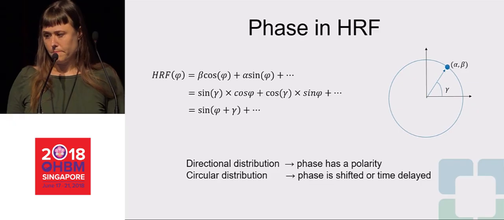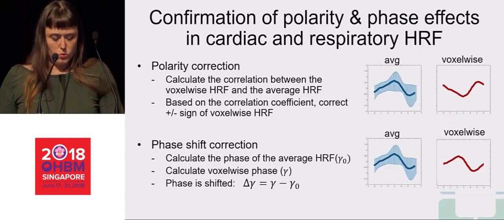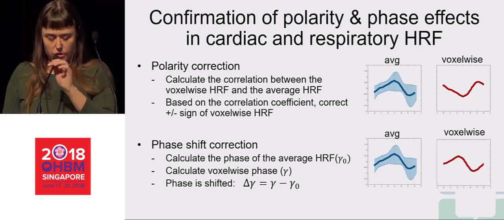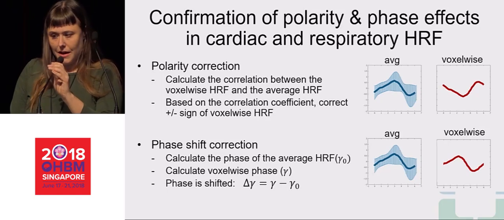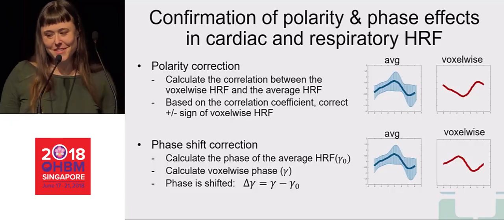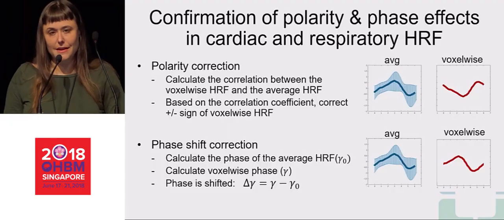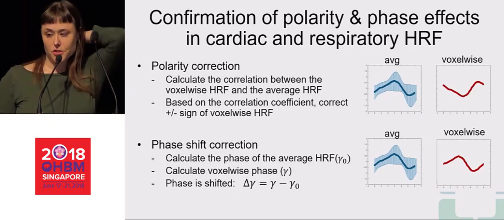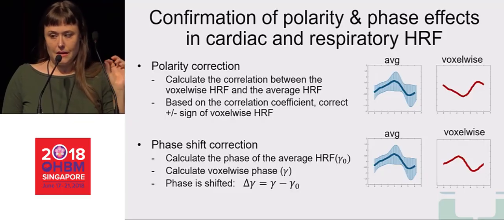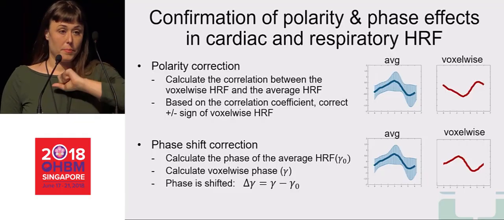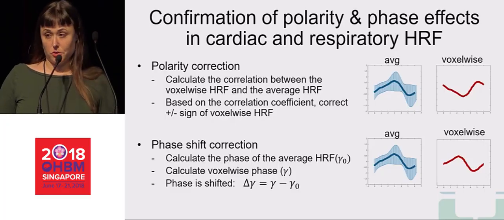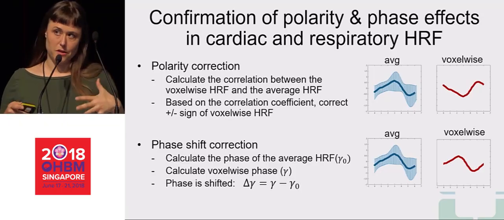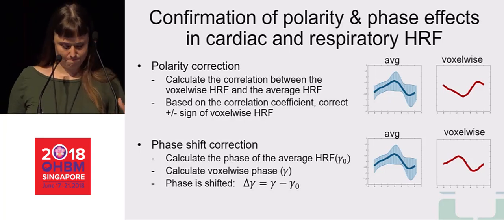So we wanted to confirm that. We recalculated the voxel-wise response functions to account for polarity and phase shift. Even though the term correction is used here, this isn't really a correction. It isn't an image-based correction like RETROICOR. These are just corrections that we did in a voxel-wise manner, applied after the physiologic noise correction had already been done. So this is really only for confirmation purposes. This isn't something like a correction that you would apply to your own data.